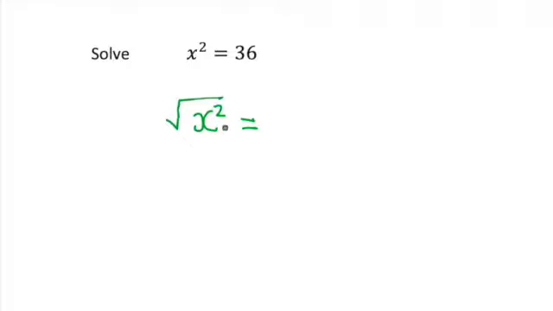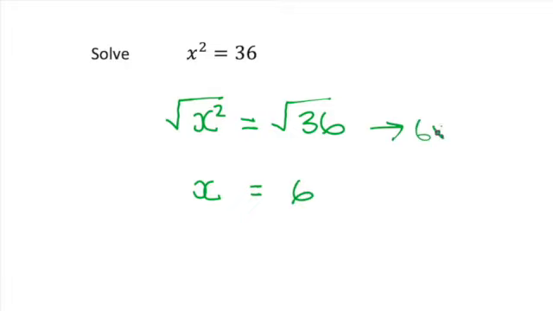Now, if I take the square root of x squared, I need to do the same thing to the other side, and I need to take the square root of 36. Now, the square root of x squared is just going to leave me with x, and I'm going to keep that equal sign there. And I know, thinking about square numbers, that the square root of 36 is 6, because I know that 6 multiplied by 6 is 36. So that means the square root of 36 is 6. Therefore, x equals 6.